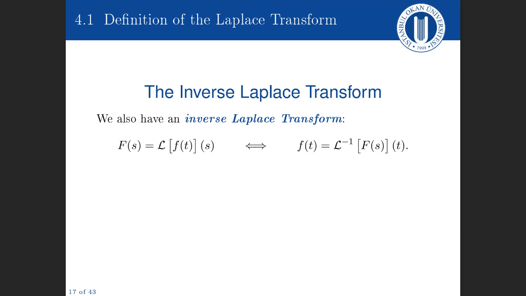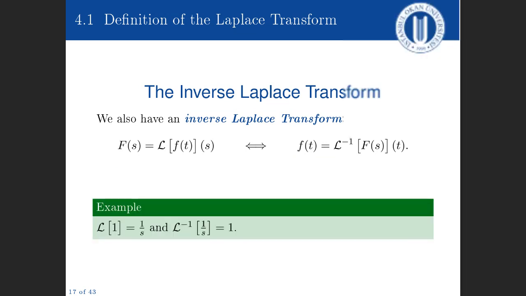We also have an inverse Laplace transform, something that goes backwards. The way it's defined is: if capital F is the Laplace transform of small f, then small f is the inverse Laplace transform of capital F. So, for example, the Laplace transform of 1 is equal to 1 over s. We've done that already. So that means that the inverse Laplace transform of 1 over s is equal to 1.